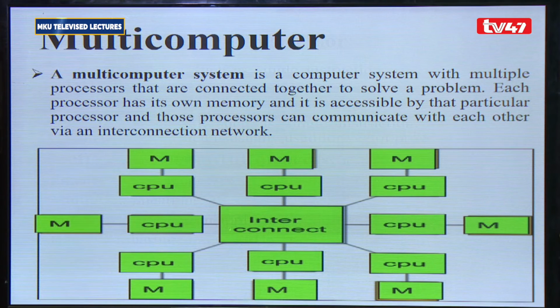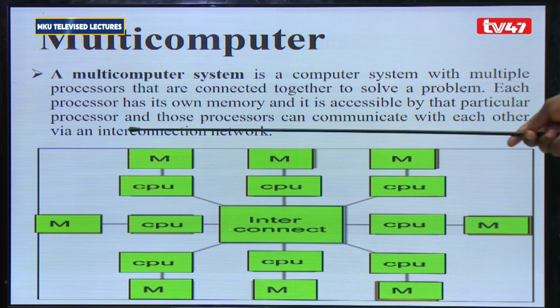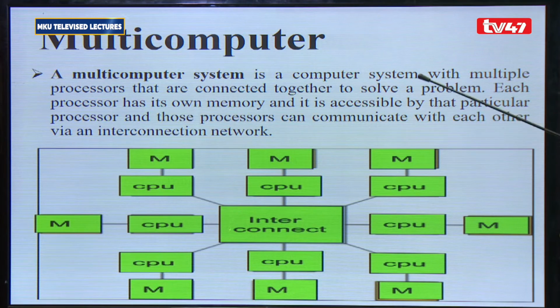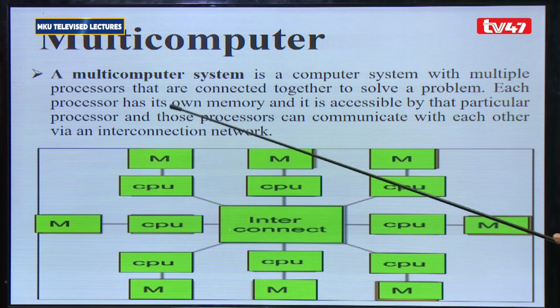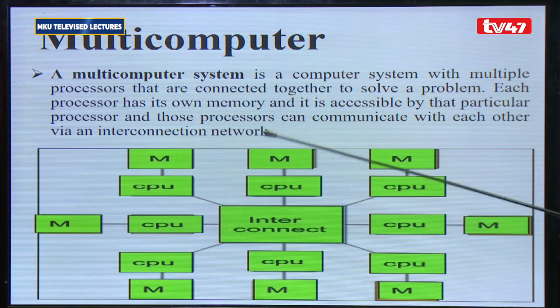So let's go to the next concept, which is called a multicomputer. Because we discussed the multiprocessor, let's discuss a multicomputer. A multicomputer, according to this narrative, is a computer system with multiple processors that are connected together to solve a problem. Take note, each processor has its own memory that is accessible by that particular processor, and those processors can communicate with each other via an interconnected network.